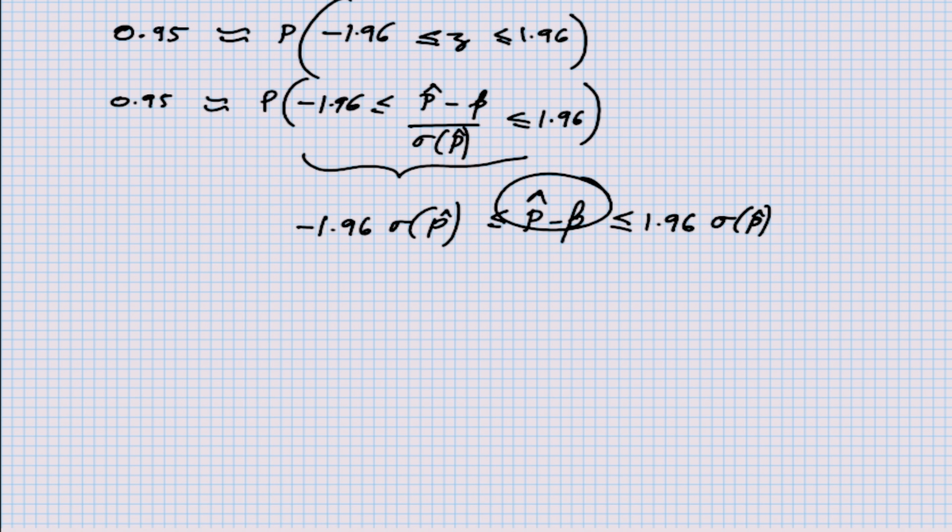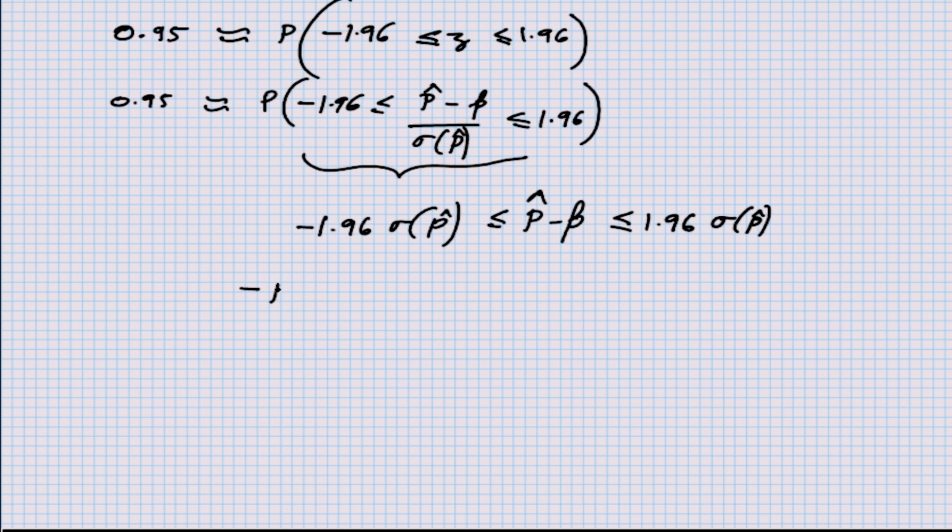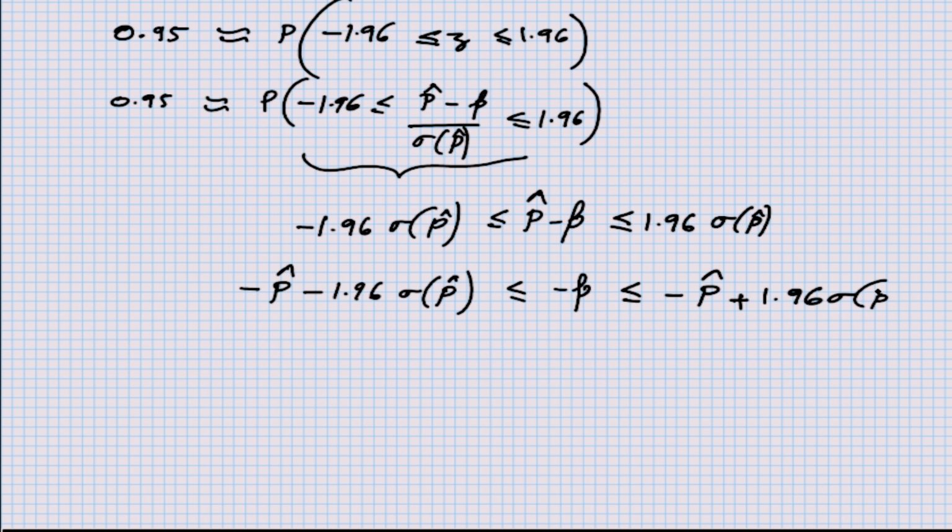So that means minus P cap minus 1.96 sigma P cap should be less than or equal to minus P, which should be less than or equal to minus, oh, it's capital P cap, sorry, let's correct that. So this is minus P cap, then we have a plus 1.96 sigma P cap.